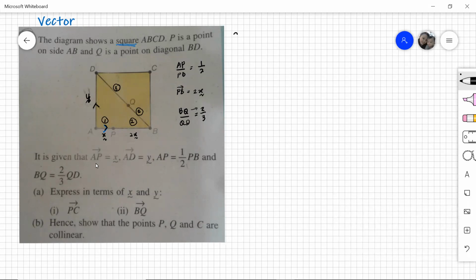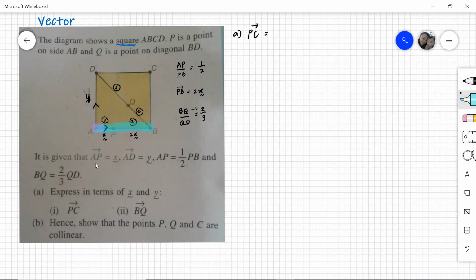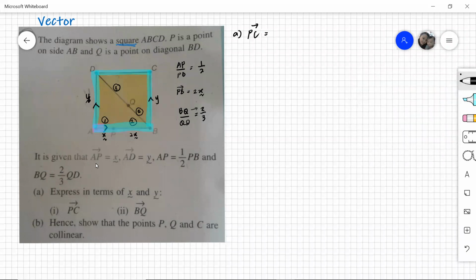All right, so let's find PC. We have to look at the diagram and use it to help us. Now, the vectors that we have, let's highlight them so that we know these are the existing paths that we have. Because this is a square, all sides we have, and the opposite pair will always be parallel. That means BC is also y and DC is altogether 3x.